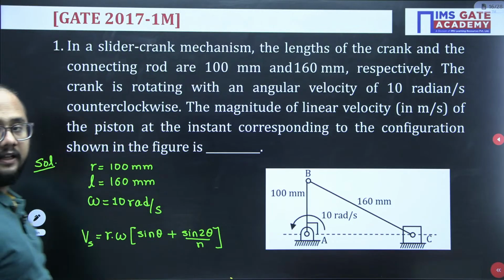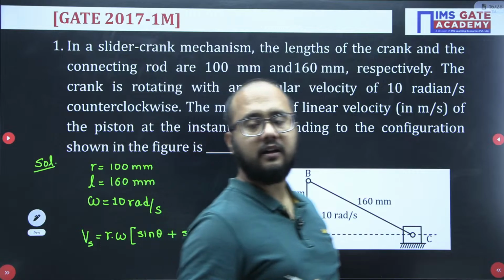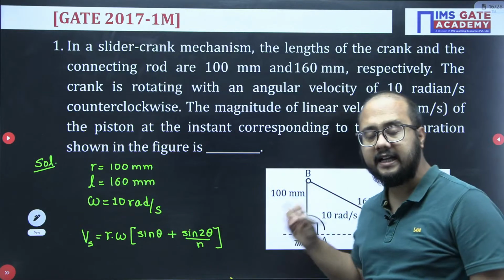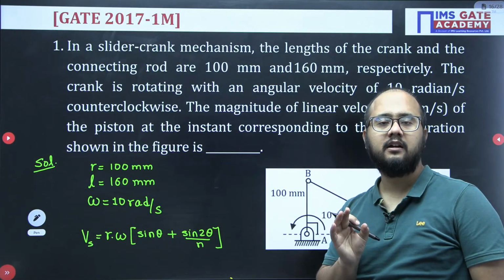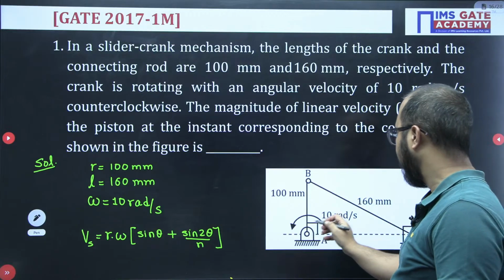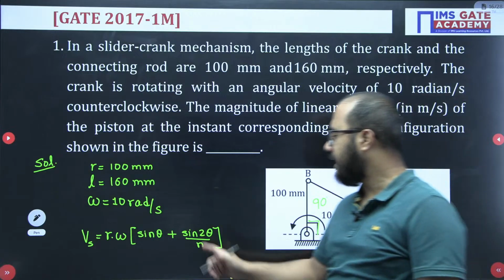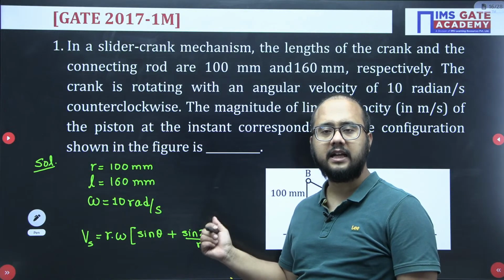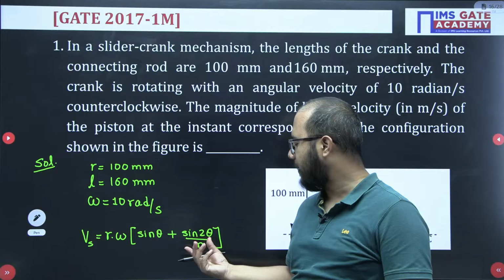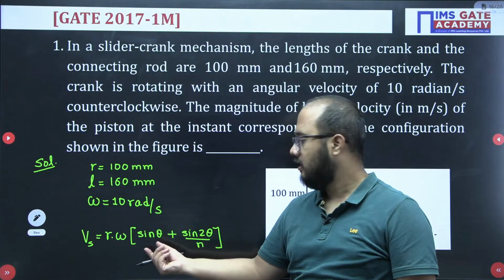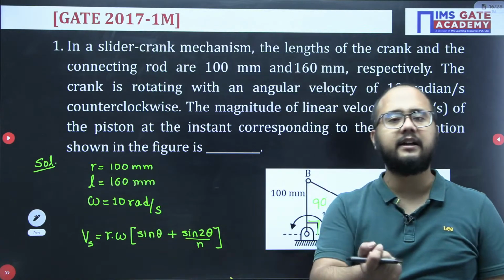Now what is the theta value here? Just see the diagram. Theta is the angle of rotation of the crank. The angle they have provided here is 90 degrees. So if I put 90 here, sin 2 theta, that is sin 180, becomes 0. So this part is 0, and sin 90 is 1. So directly R into omega, I will get the answer.